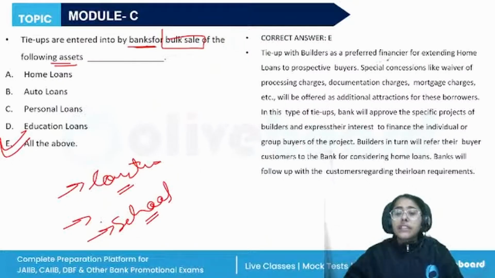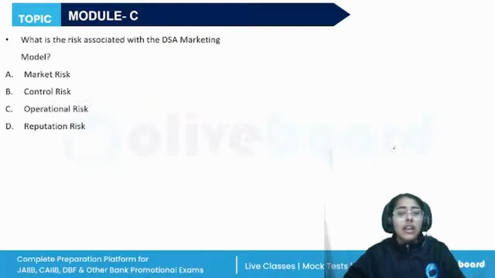So with tie-ups with builders for extending home loans, special concessions like waiver of processing charges, documentation and mortgage charges can be given. And similarly, apart from home loans, other types of loans also can be given by the banks through tie-ups.